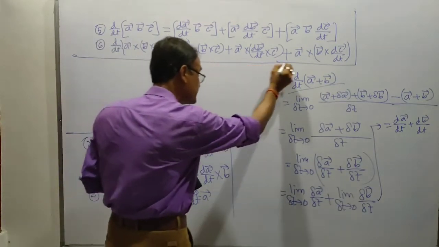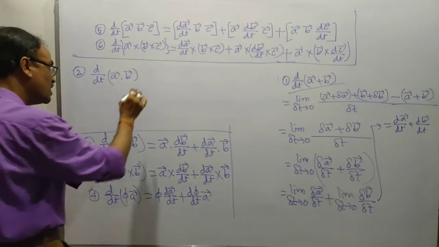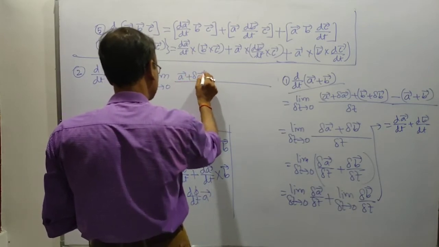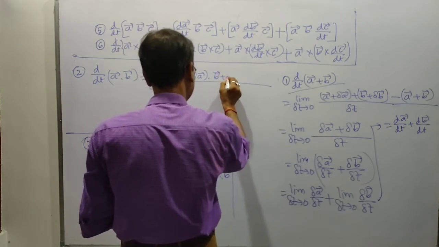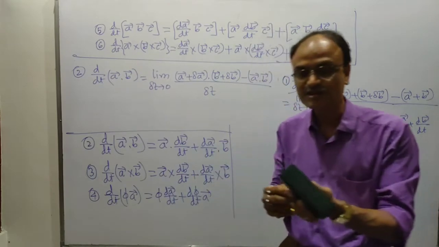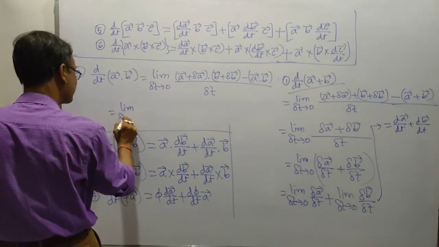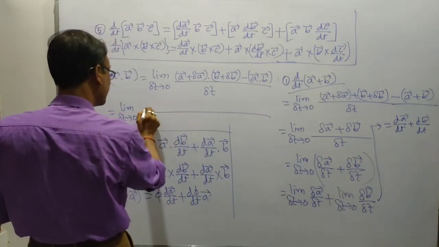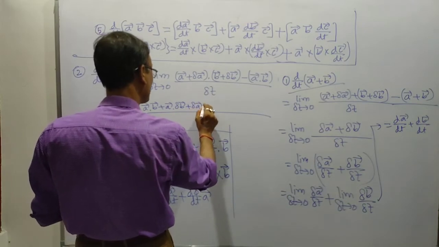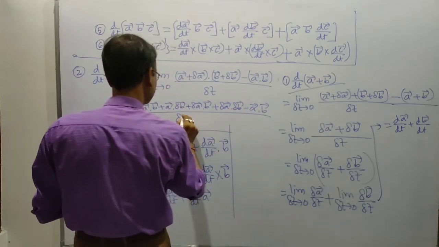Number two. Number 2 proof. d/dt of A vector dot B vector. This is equal to, by definition, the limit as delta t tends to 0 of (A vector plus delta A vector) dot (B vector plus delta B vector) minus A vector dot B vector, divided by delta t. This is equal to the limit as delta t tends to 0 of A dot B plus A dot delta B plus delta A dot B plus delta A dot delta B minus A dot B, divided by delta t.